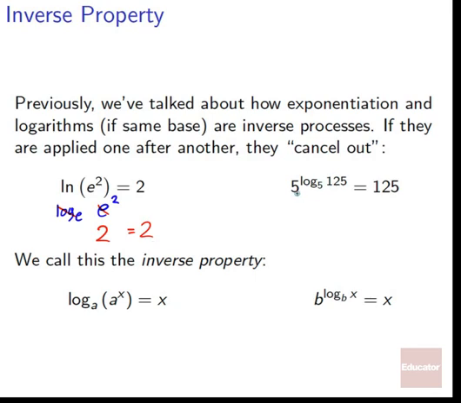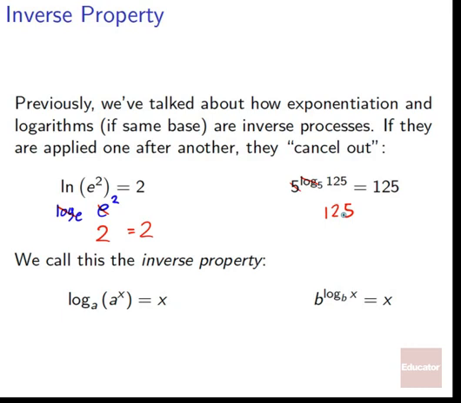Same thing over here, 5 as our base, raised to the log base 5 of 125. They cancel out, and we get 125. That's how this stuff's coming out. If you want a more in-depth exploration of this, check out the previous lesson, Properties of Logarithms, where we'll actually prove this stuff and see why it has to be the case. We call this the inverse property.